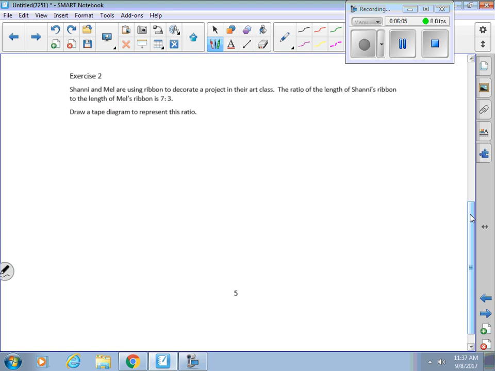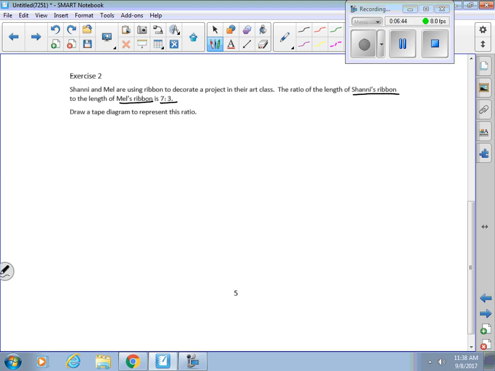What should I underline there? Stephanie. Now you're in 7 to 3. What other piece does she need to underline? Jordan? Shani's ribbon. Very good. So who does the 7 belong to, Shani or Mel? It says the ratio of Shani's to Mel's is 7 to 3. So the 7 belongs to who? Shani, yeah. We are in charge now of making a tape diagram.